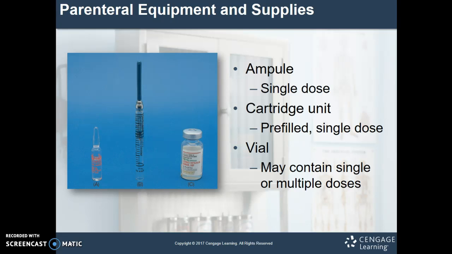What you see in the middle there, B, is a cartridge unit, and this comes pre-filled with the medication. All you have to do is use the cartridge device to inject it. Finally, the most common, C on the right, is a vial. Sometimes these are liquids, sometimes they're powders that need to be reconstituted.